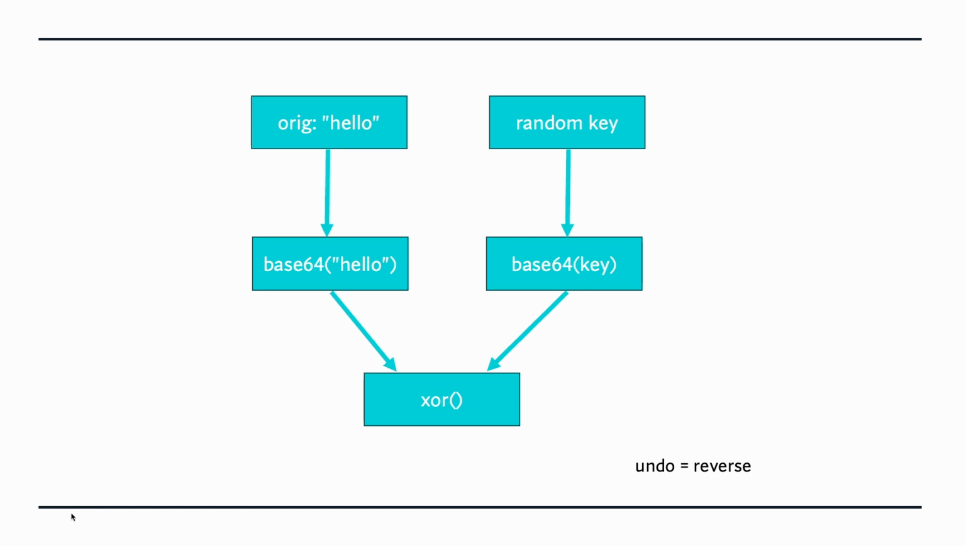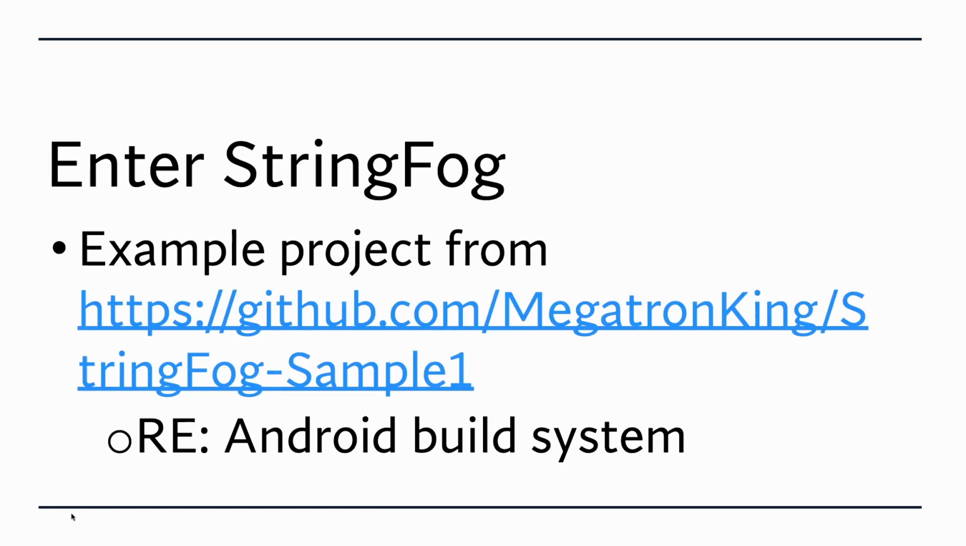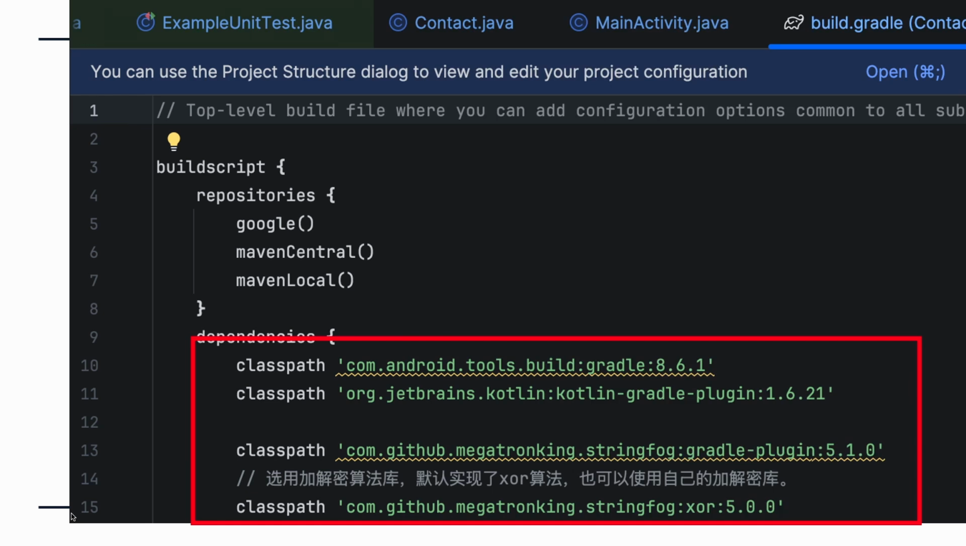Yeah, and to undo it, we just have to do that backwards. What's really convenient about this library is you just include it in your Android build system, and then it injects all that code automatically. You don't actually have to change your code to say string.obfuscate. It's all automatic. Okay, so there's where you can download it, and that's just a reminder: the Android build system is very complicated.